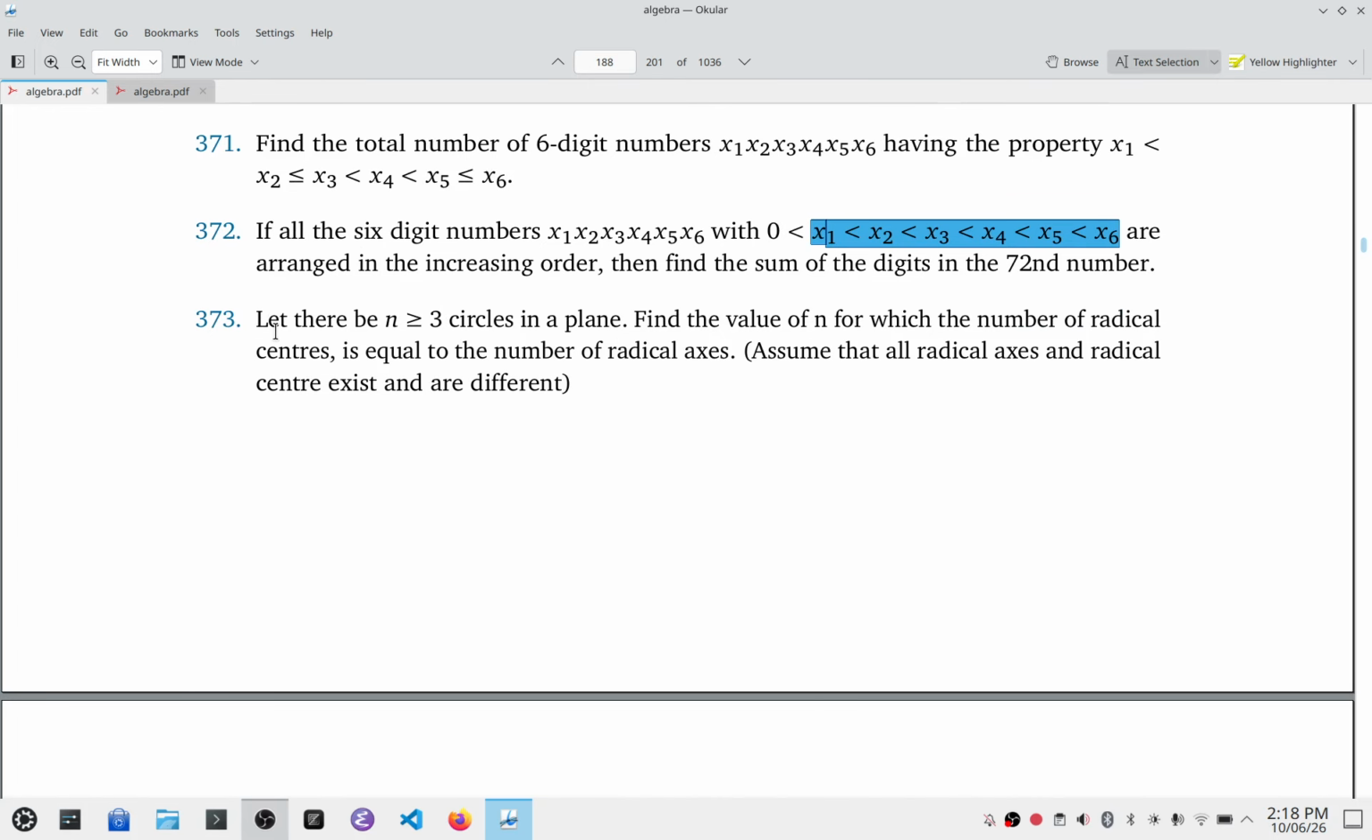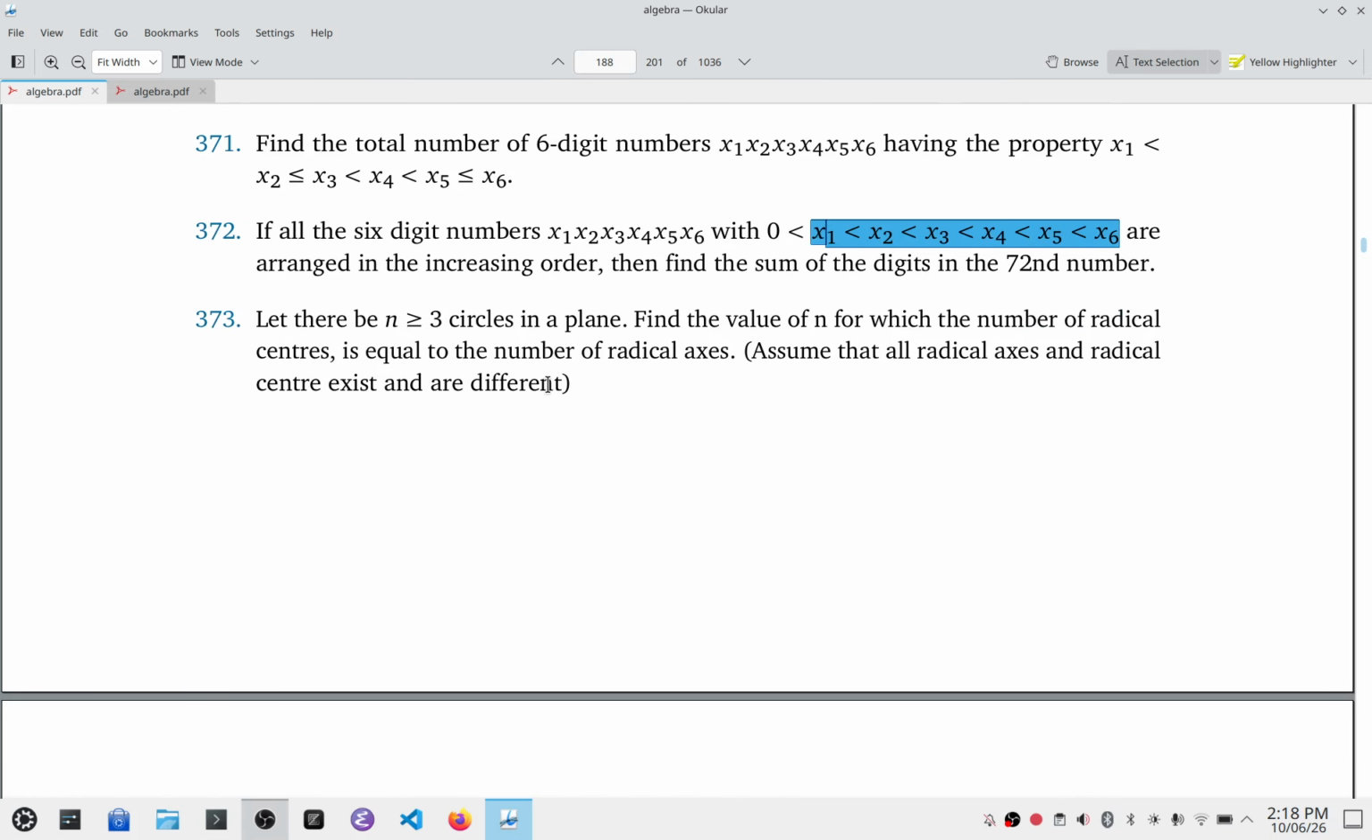Question 373 says: let there be n greater than 3 circles in the plane. Find the value of n for which the number of radical centers is equal to the number of radical axes. Assume that all radical axes and radical centers exist and are different.